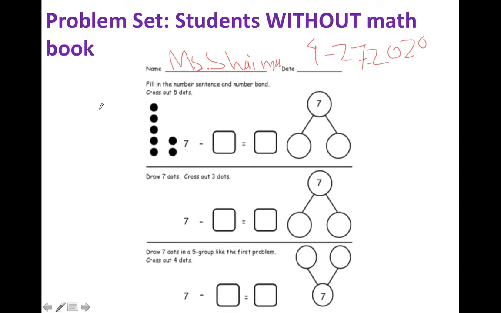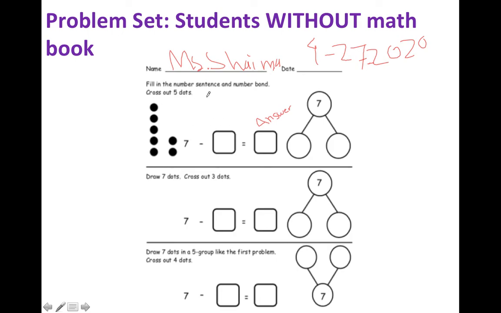It says fill in the number sentence and the number bond and cross out 5 dots. Let's read the number sentence and the number bond first. It says 7 minus, so we already know it's a subtraction problem because we can see the sign. 7 minus blank equals blank. So this is the answer. This is the part we're trying to figure out. In the number bond, it says 7 and the 2 parts are missing. They already gave you the whole.